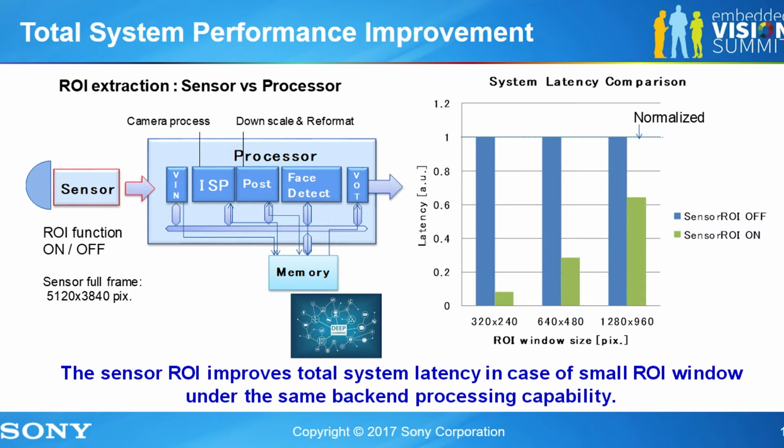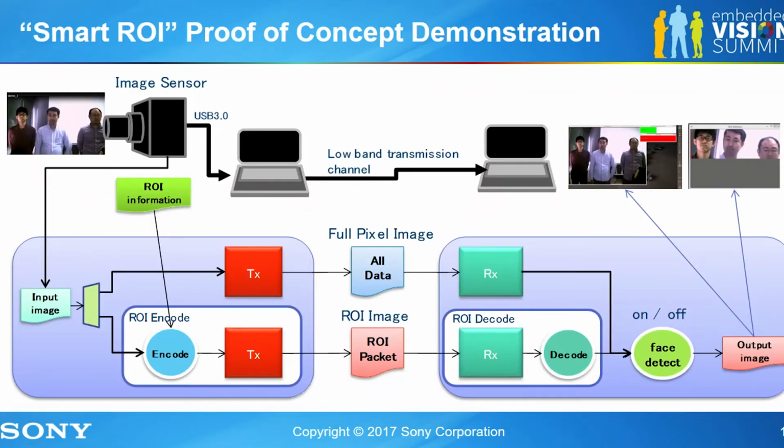Today we have a kind of ROI function in your processor, like post-processing, downscaling function. But the chart graph shows we have a benefit in the case of smart sensor ROI. In the green bar, we can see a lot of reduction of the total system latency. This is a kind of calculation or estimation, so maybe it's good to show the demonstration, better than my poor explanation.